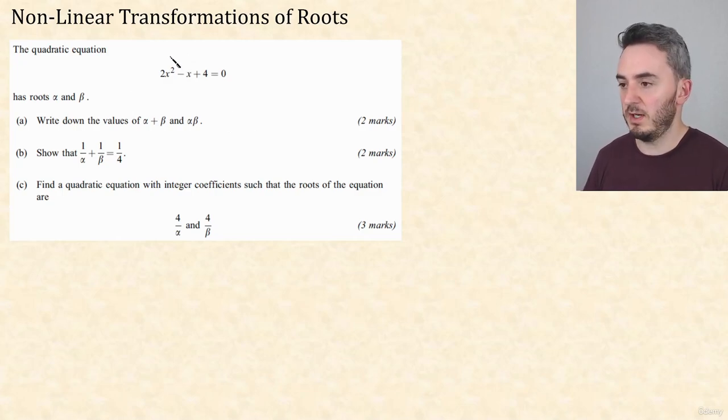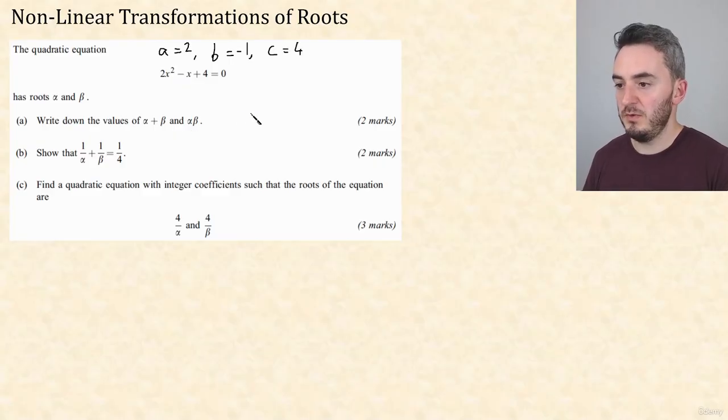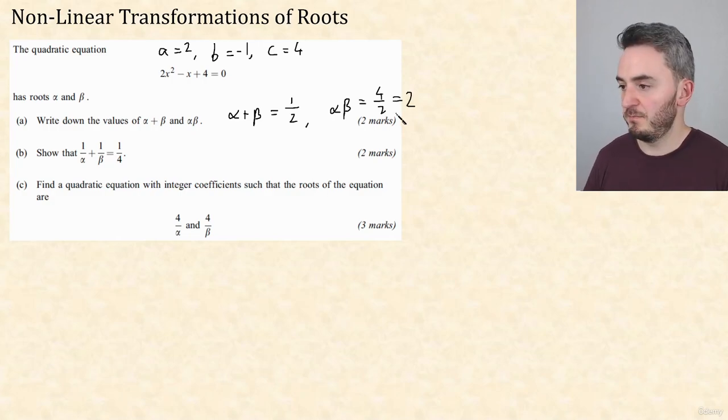Okay, so this is our roots of polynomial stuff. So our a is 2 here, our b is -1, and our c is 4. So we know that alpha plus beta is minus b over a. So that's 1 over 2. We also know that alpha beta, the product of the roots, is c over a, which is 4 over 2, which is 2. So that's done.